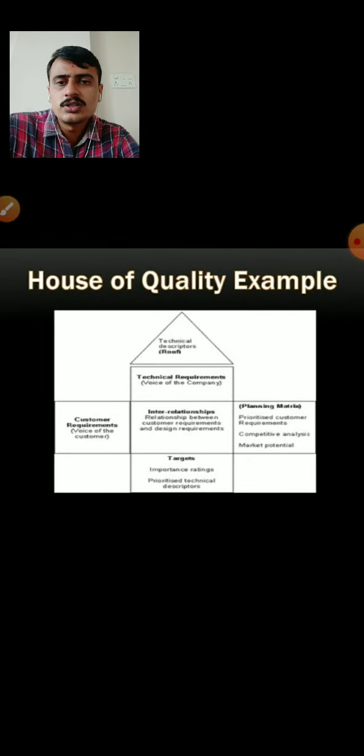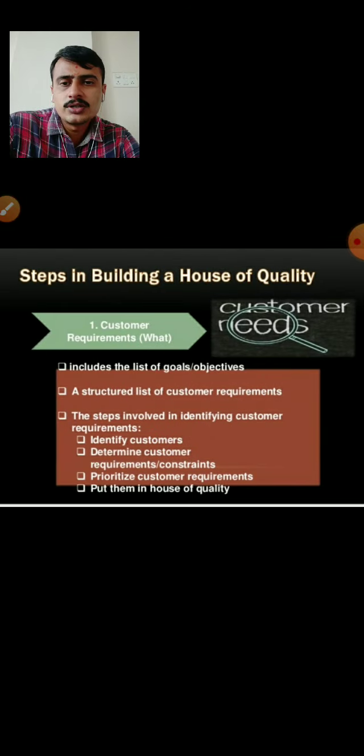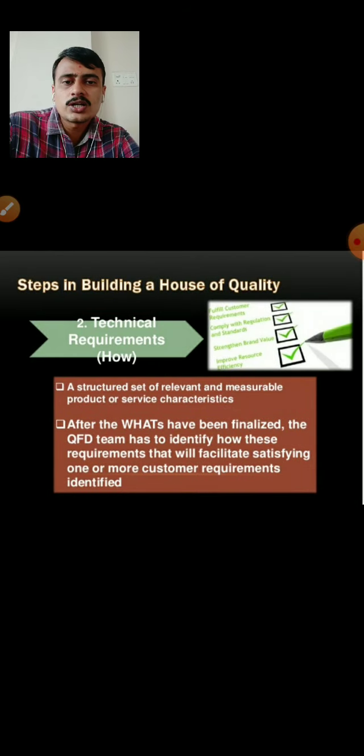First we will see the house of quality for the different 6 points. First, customer requirement, that means what customer needs we will satisfy. Second, technical requirement, that means how. That means technical requirements function to fulfill customer requirement. Then regulation and standard material. Then strength and brand value. Then important resources on efficiency, that means technical requirements, how.